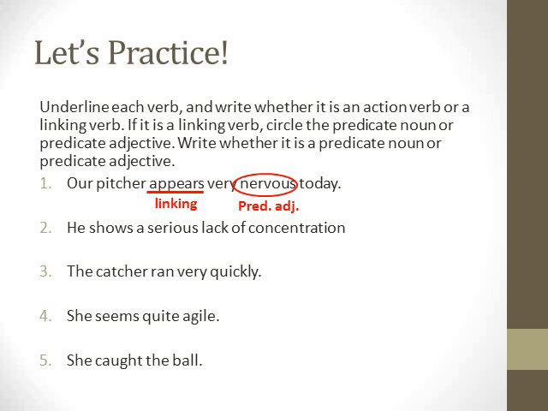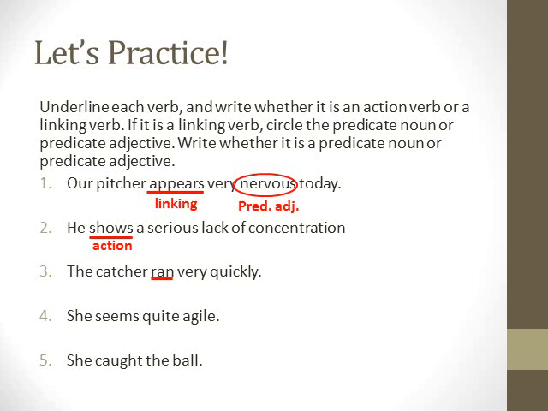Number two, he shows a serious lack of concentration. He is going to be our subject, and the word shows will be our verb. Now this is where we have to identify whether shows will be a linking verb or an action verb. He shows a serious lack of concentration. The sentence itself is telling us what he does, not what he is like. So shows is going to be an action verb, and therefore we don't need to look any further for a predicate noun or predicate adjective.